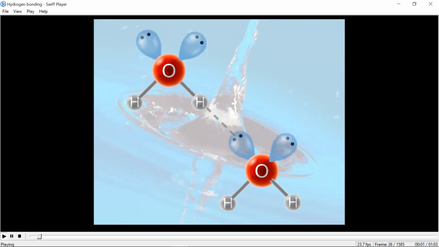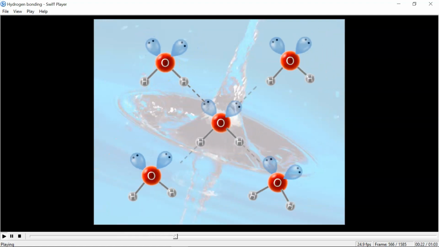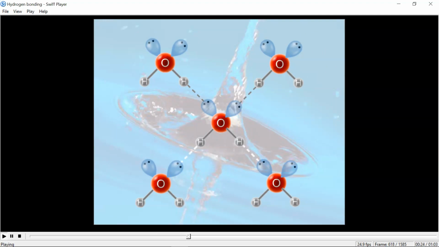In liquid water, positively charged hydrogen atoms of one water molecule are strongly attracted by the lone electron pairs of negatively charged oxygen atoms from other water molecules. This type of intermolecular interaction is called hydrogen bonding. Every water molecule can form 2 hydrogen bonds through hydrogen atoms, and 2 through electron pairs on the oxygen atom.